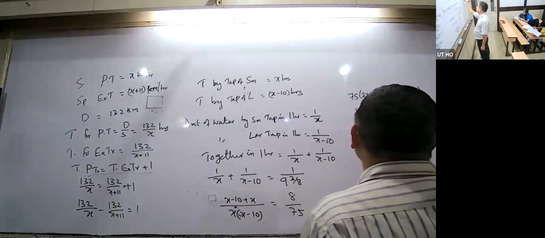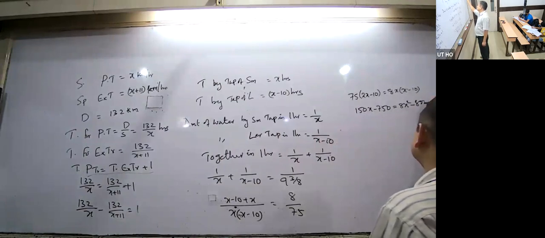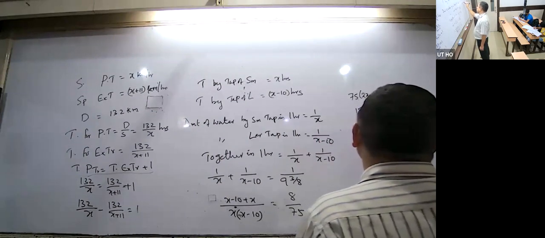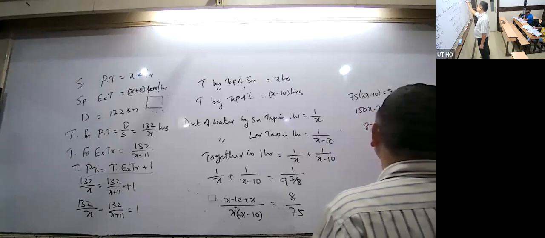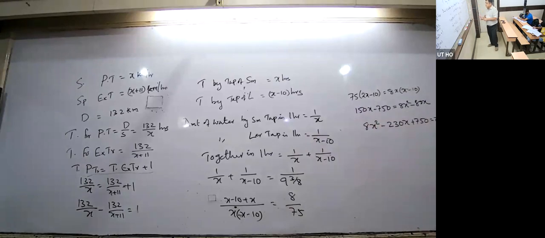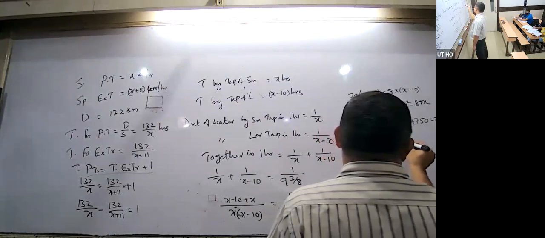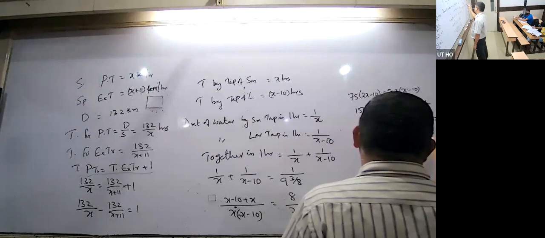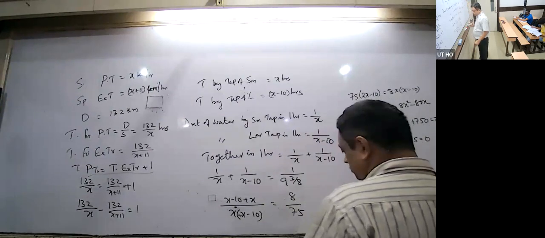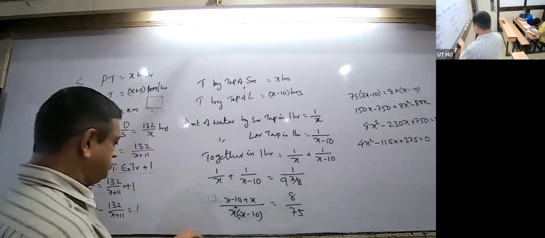150x minus 750 equals 8x square minus 80x. So 8x square minus 230x plus 750. Divide by 2. 4x square minus 115x plus 375. Factorize. Find the discriminant. Hope all of you followed the condition. Yes.